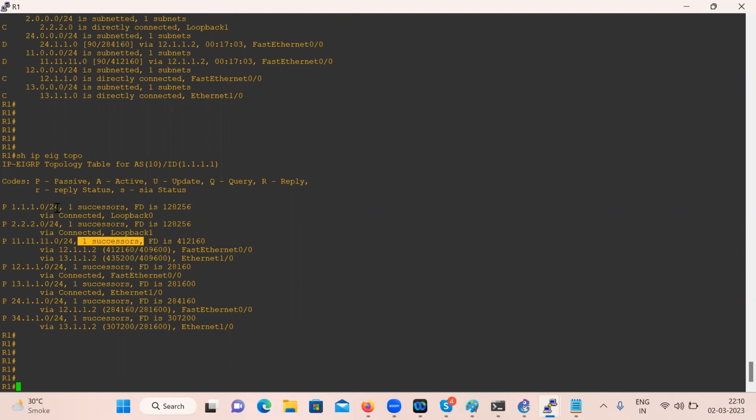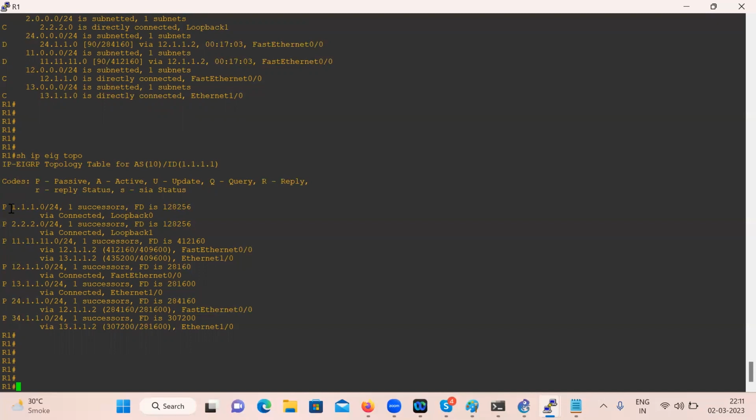See, this one is like having only one successor. If you have two successors, that means two best paths to reach a destination. If you are having two best paths to reach a destination, here it will show you two successors. Successor is a term used by EIGRP for the best path. And feasible successor is the term used by EIGRP for the second best path.